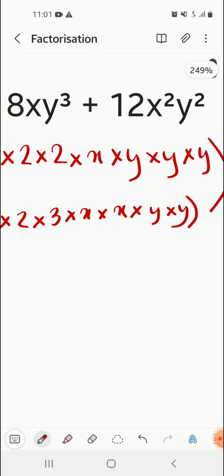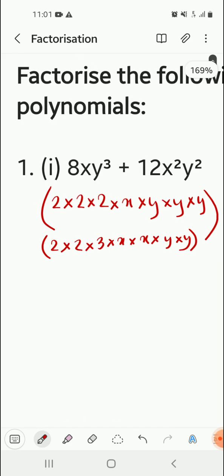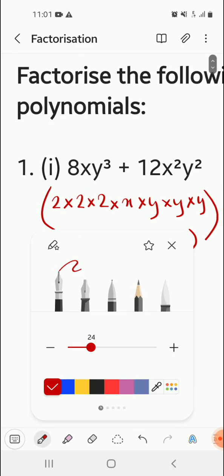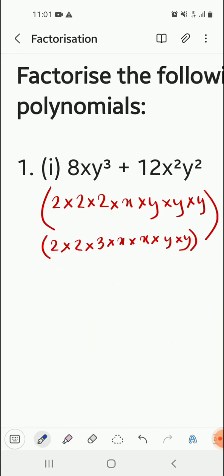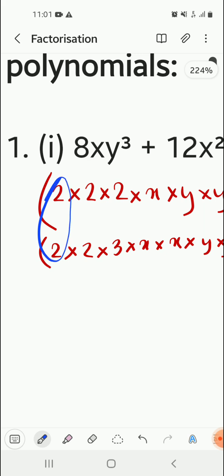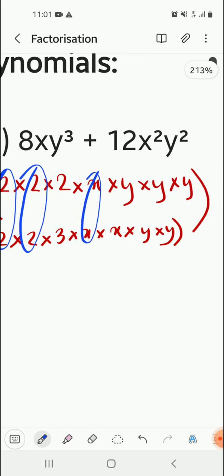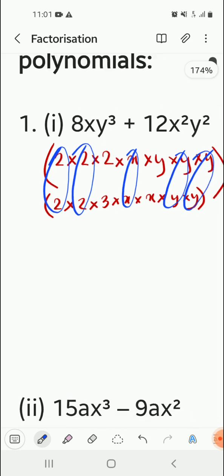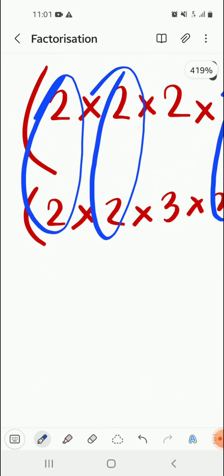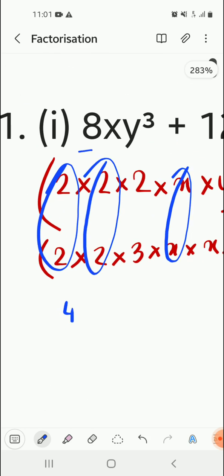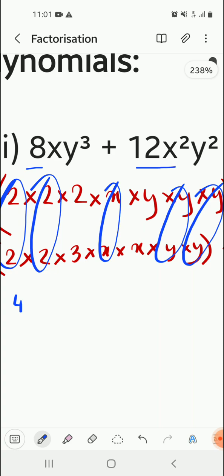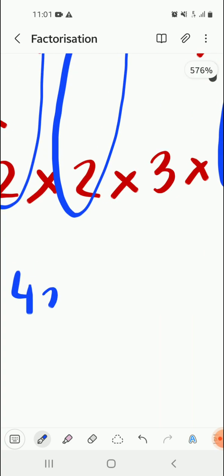Now from here we are going to pick all the common factors. If we pick all the common factors, that is what is called HCF. See, we have got 2 common, 2 common. Then we have got this x common, and then we have got this y common and another y common. So these common factors we are going to write together. So 2 into 2 is 4. That is the HCF of 8 and 12. And here we have got an x and y 2 times, that is y square.